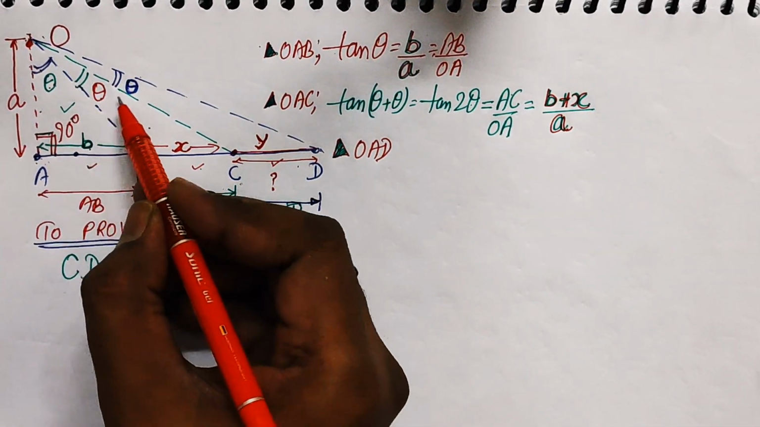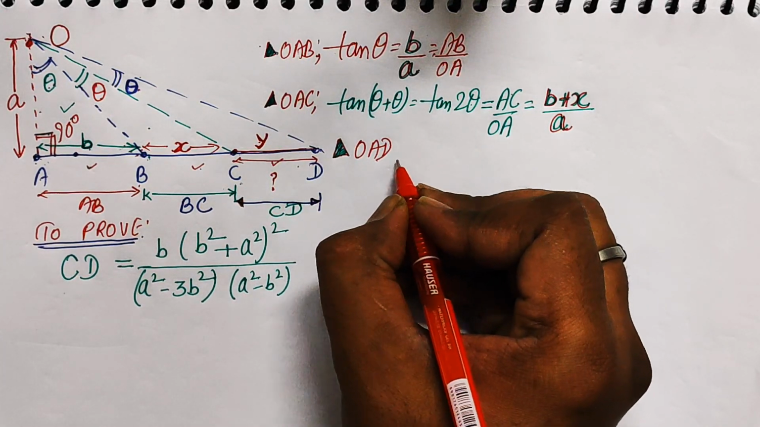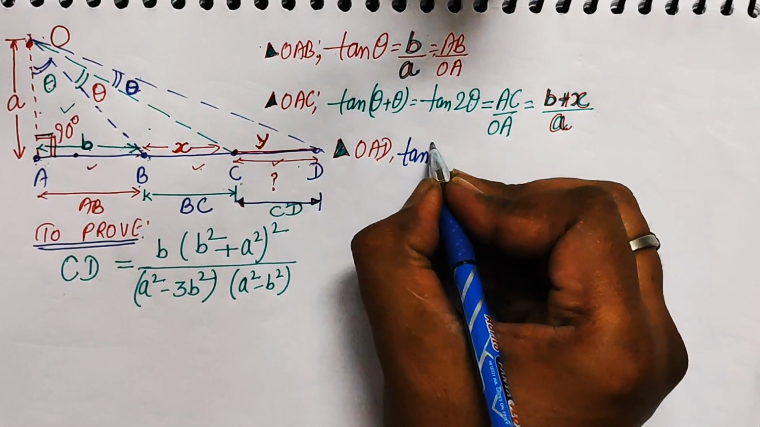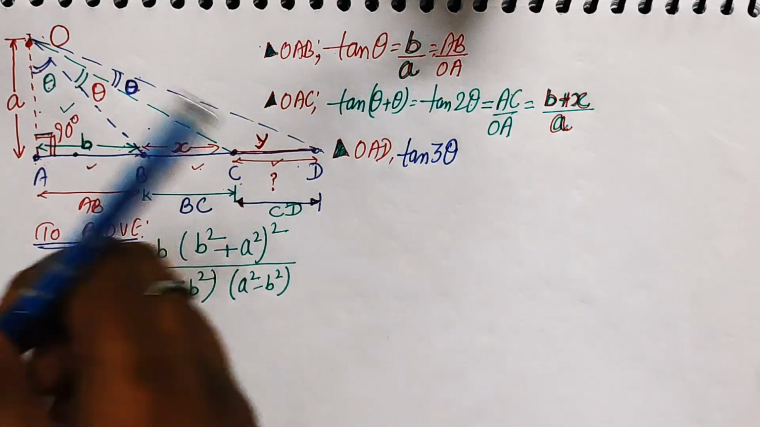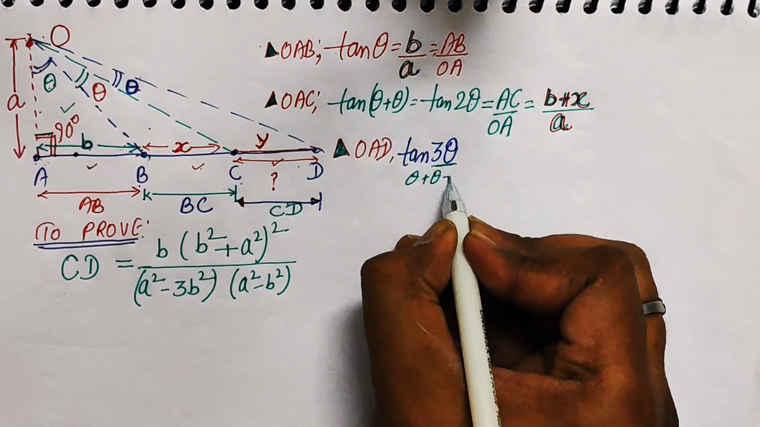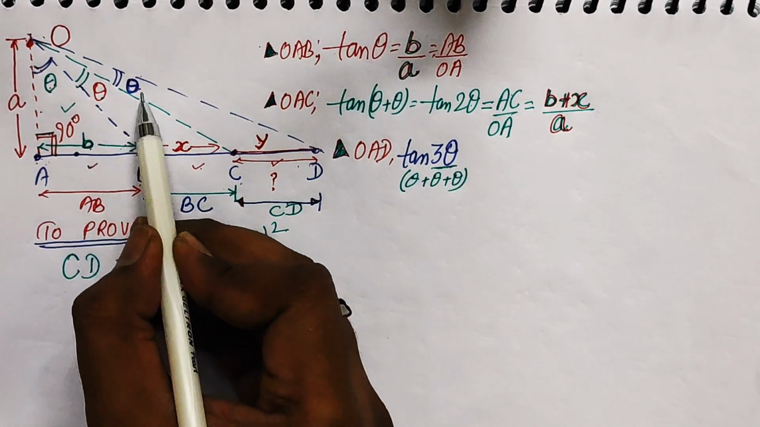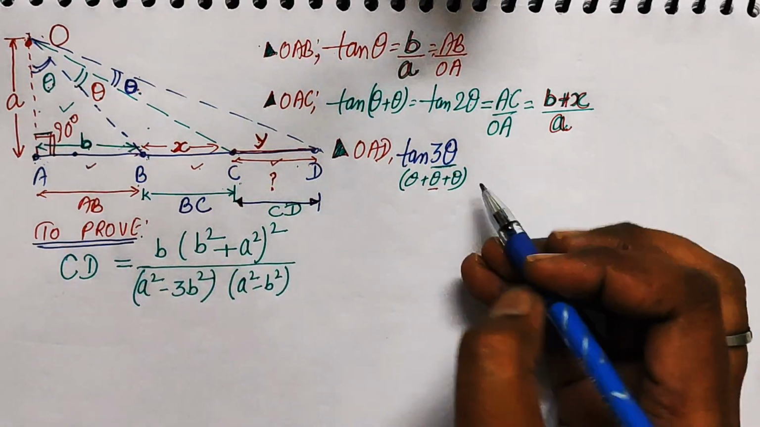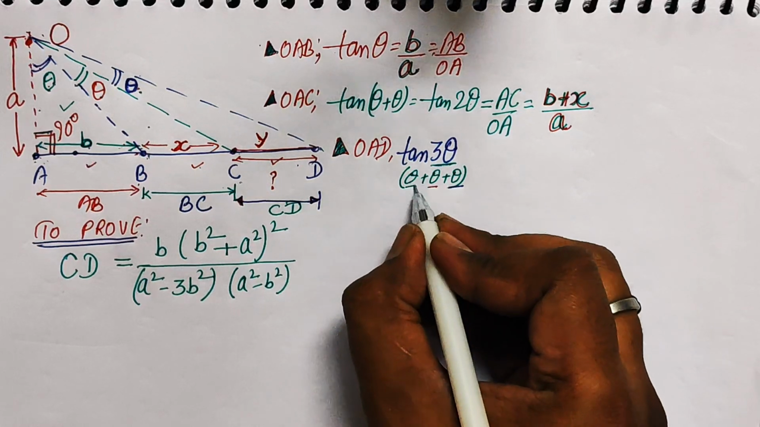This will be theta plus theta plus theta. So this will give you tan 3 theta, right? Tan of 3 theta, because this 3 theta consists of theta plus theta plus theta, and all these 3 thetas are this one, and this one, and this one, and this one, right? 3 thetas.